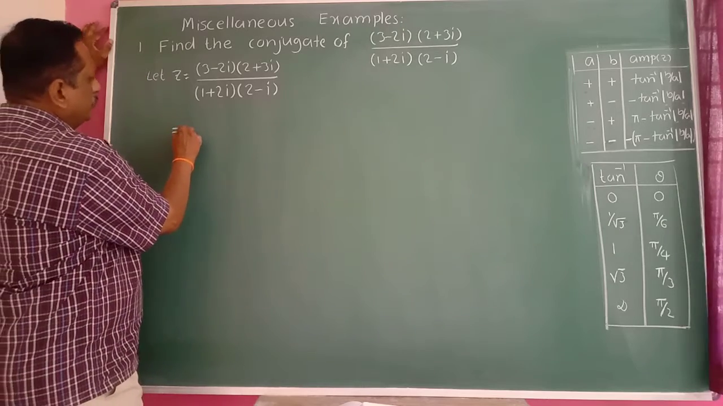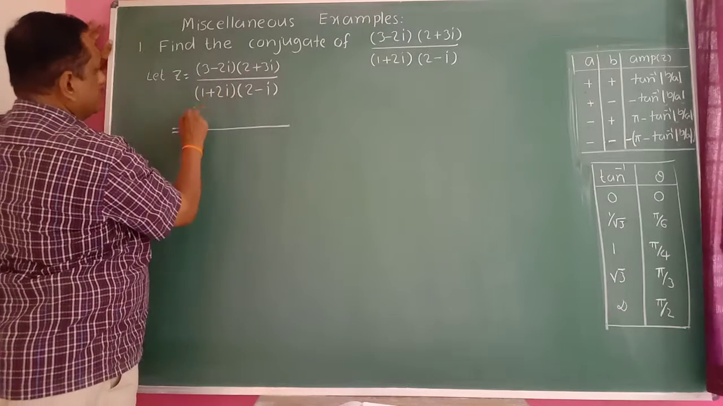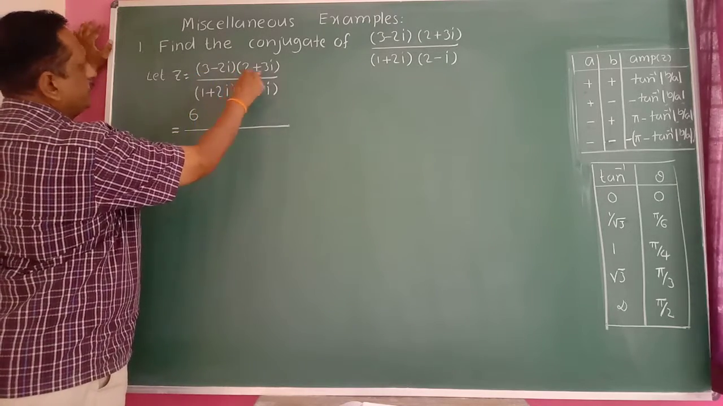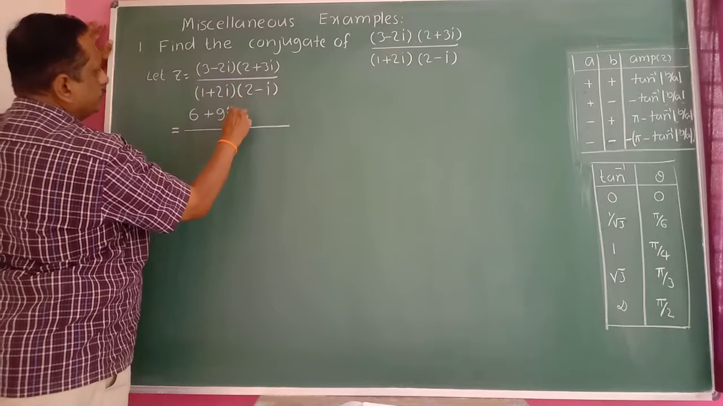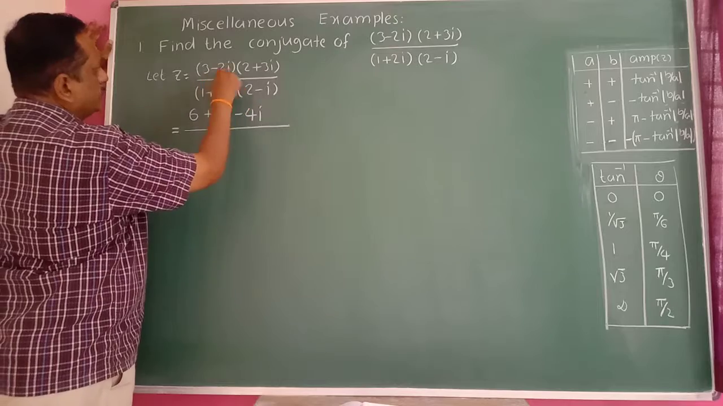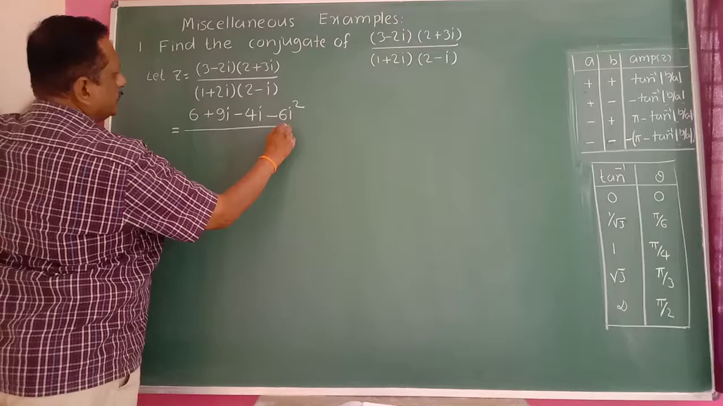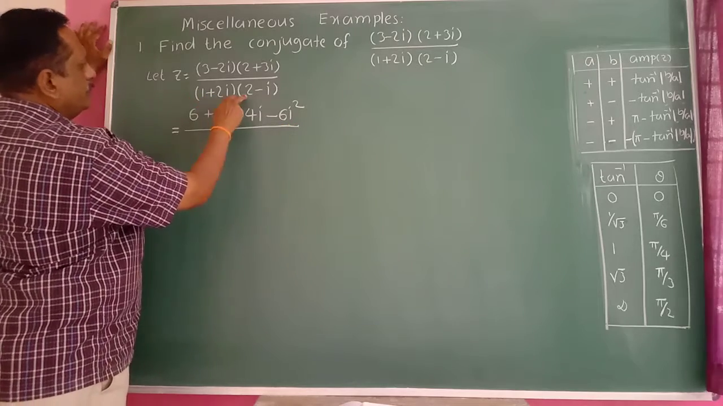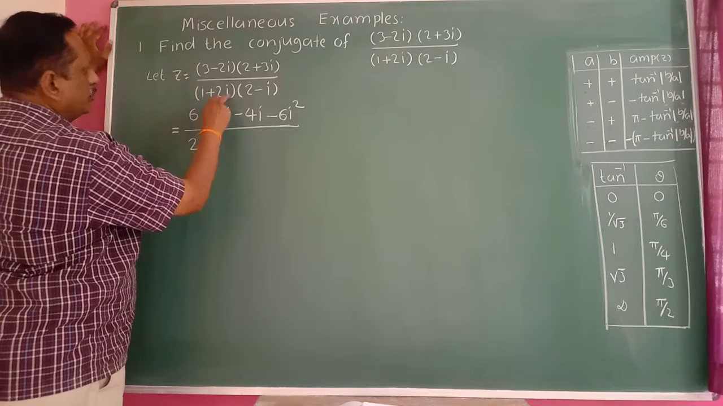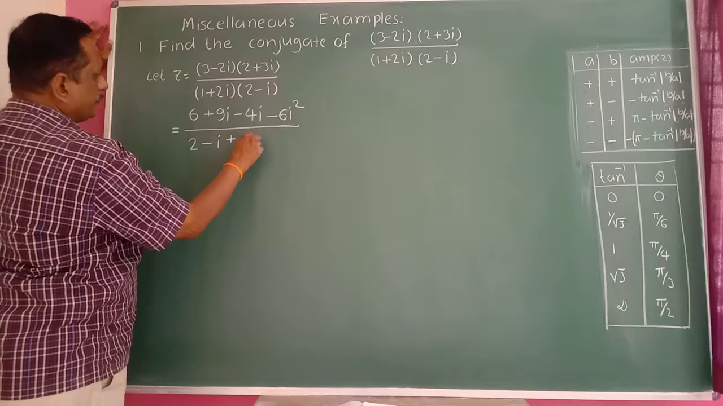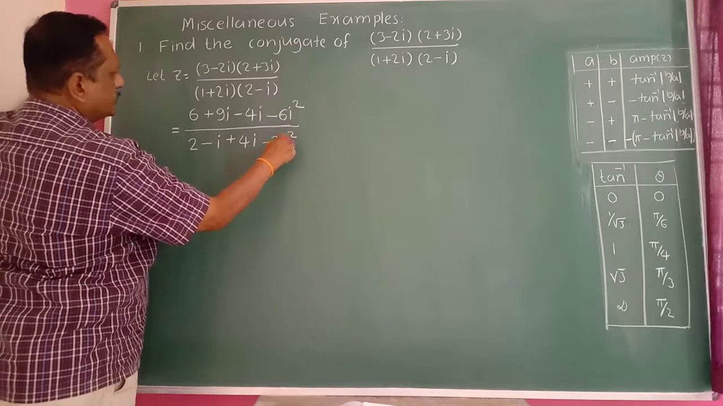Therefore this is equal to, multiply the numerator terms here. 3 2s are 6, so write here 6. 3 3s are 9, plus 9i. Minus 2 into 2 becomes minus 4i. Minus into plus, minus of 2 3s are 6i square here. Divided by 1 into 2 becomes 2. 1 into minus i is minus i. 2i into 2 becomes 4i. 2i into i becomes 2i square here, minus of 2i square.